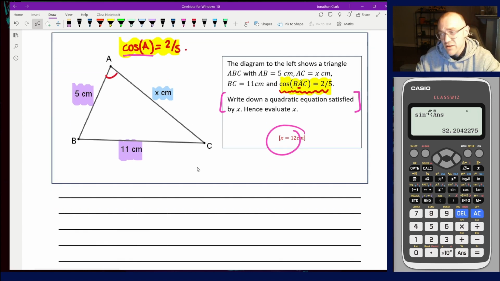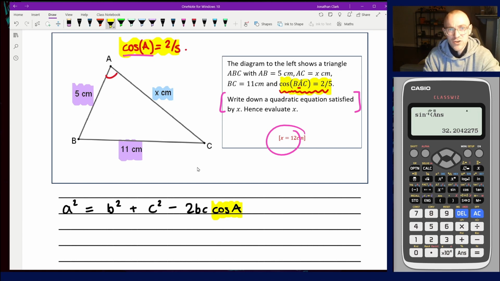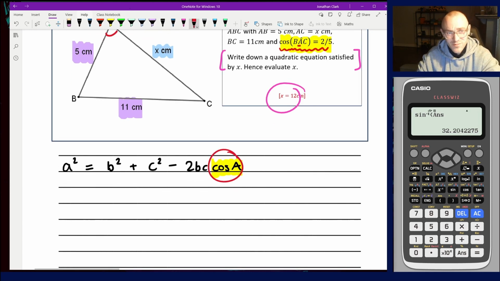So since we were given the value of cos A, I think it makes sense to use the cosine rule again. So I'm going to start by writing down the cosine rule. And the thing that's strange about this question, but actually makes it quite a lot easier, is this cos A term we know is equal to 2/5, so we can replace that entire thing with a 2/5.